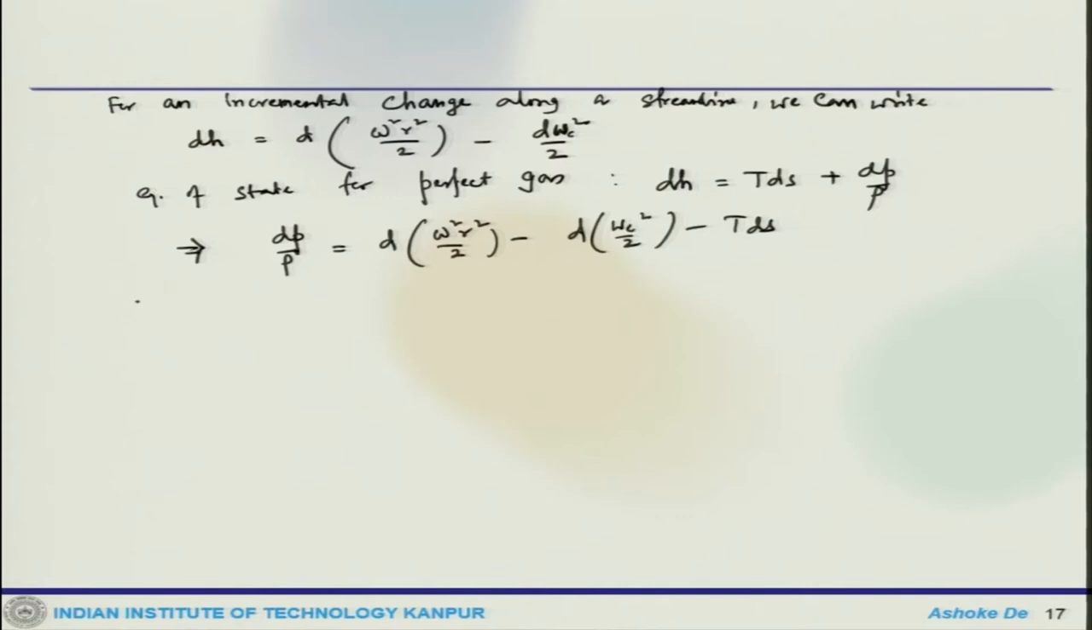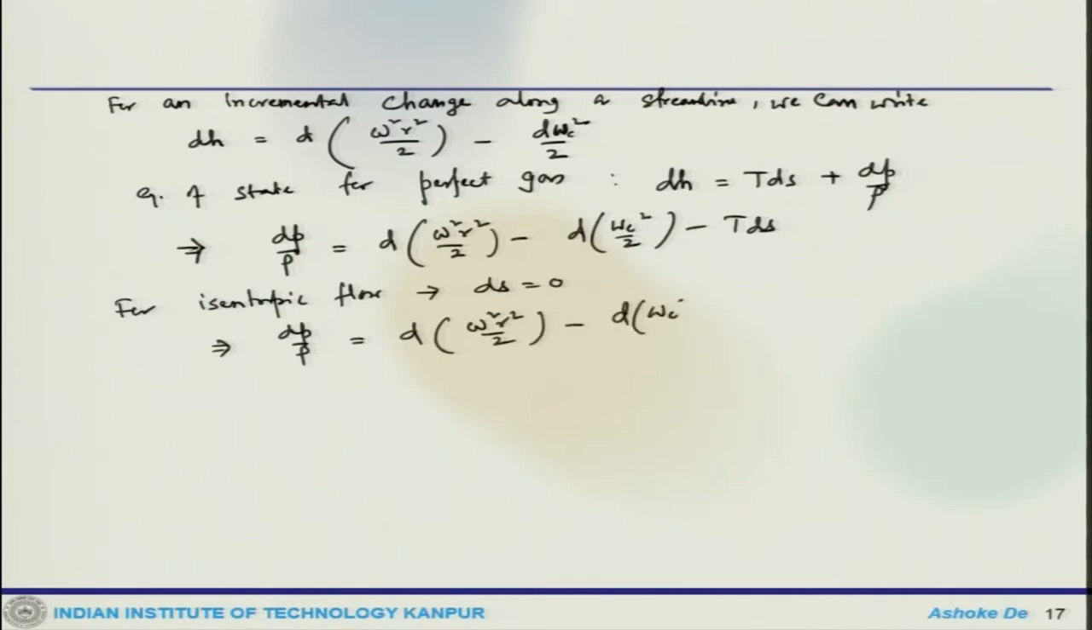Now, if you assume isentropic flow, ds is 0. So, this equation becomes dp by rho equals d of r omega square by 2 minus d of wc square by 2, which is equation 4, and which tells you there is a pressure rise even with no change in relative velocity.